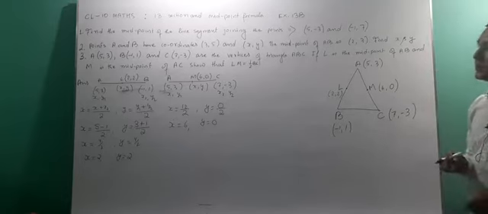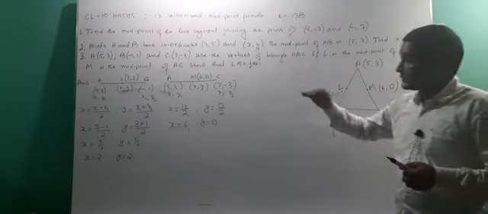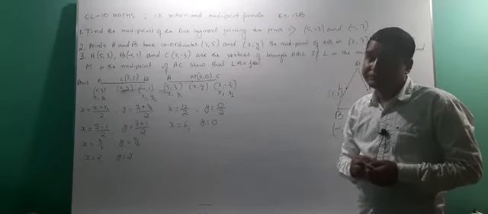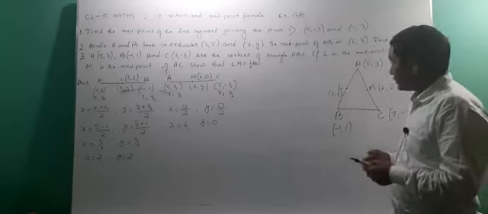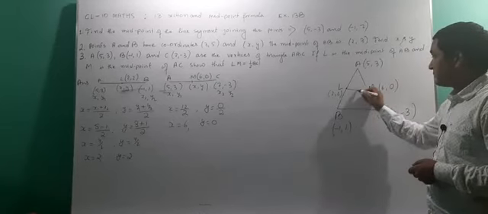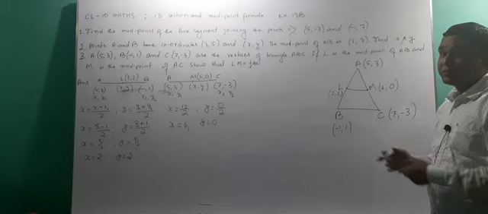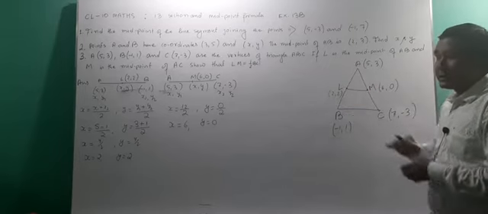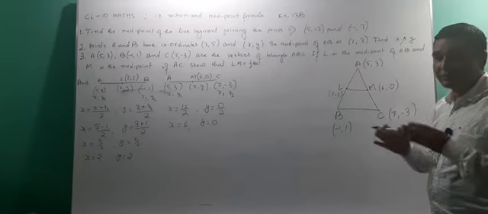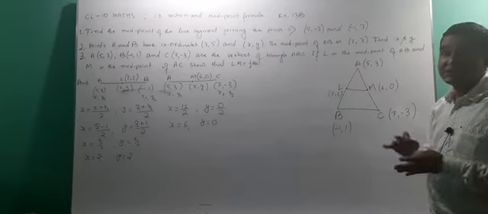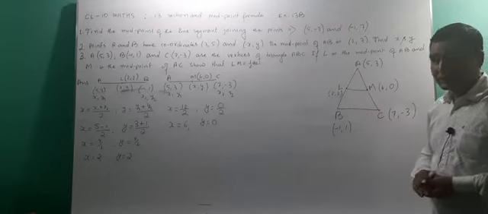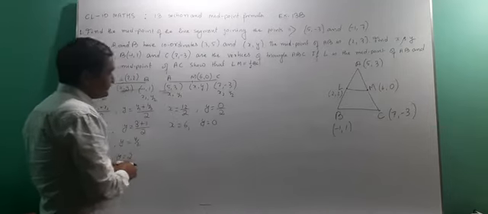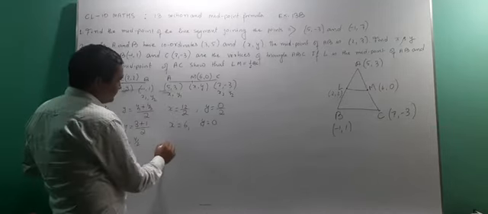Okay. Now after getting the coordinates, the question asks whether LM equals half of BC or not. We'll use the distance formula. We'll get the distance of LM and the distance of BC, and then we'll compare them to see whether LM is half of BC or not. Now let's do it here. First let's get LM.